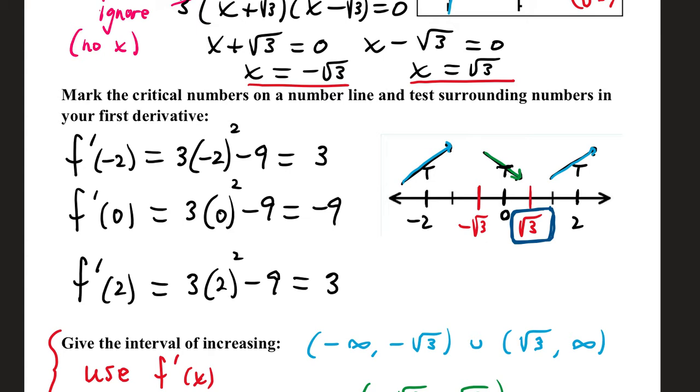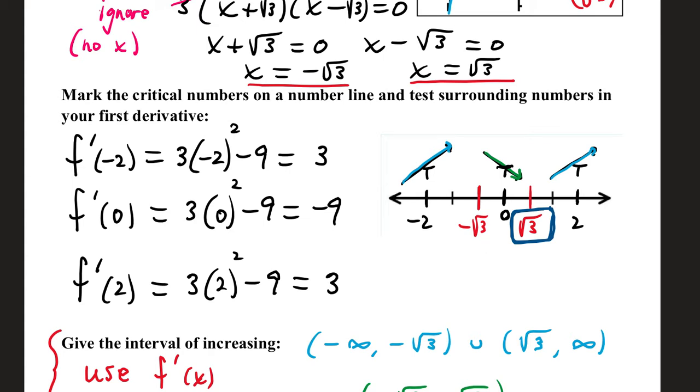On the left side of the critical number of negative square root of 3, in class we decided on negative 2. That's a good test number because it's easy to work with and it's smaller than that first critical number. Going to our first derivative, which was 3x squared minus 9, we sub in this test number and we get an answer of 3. Since that value is positive, that means our graph is increasing in this interval.